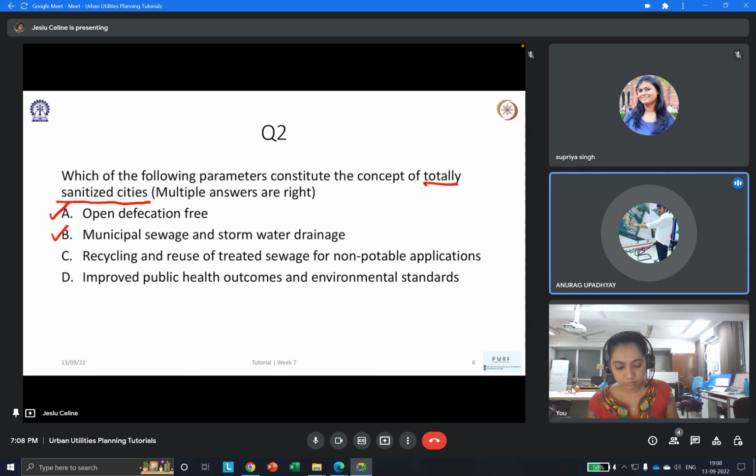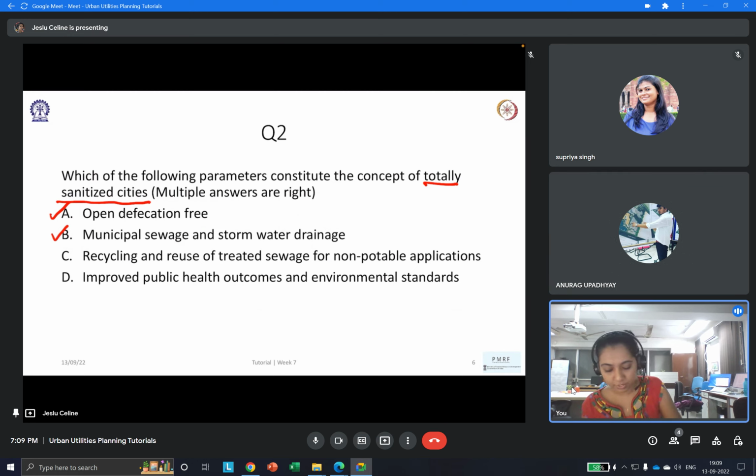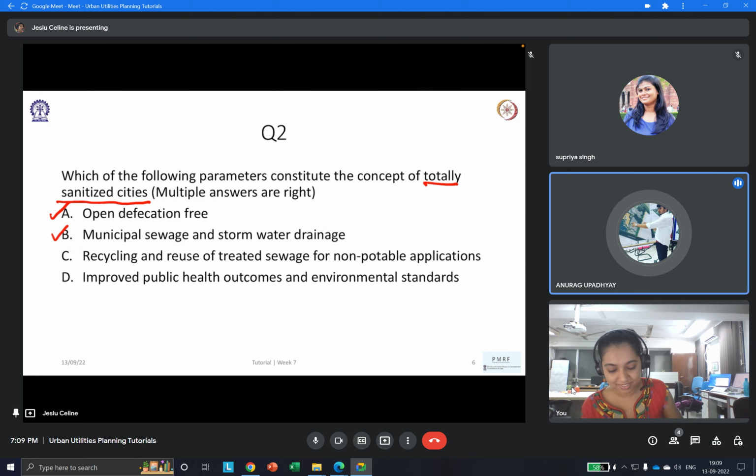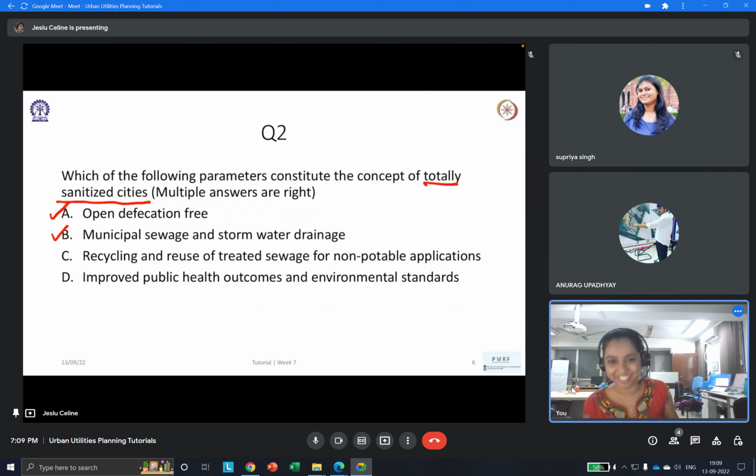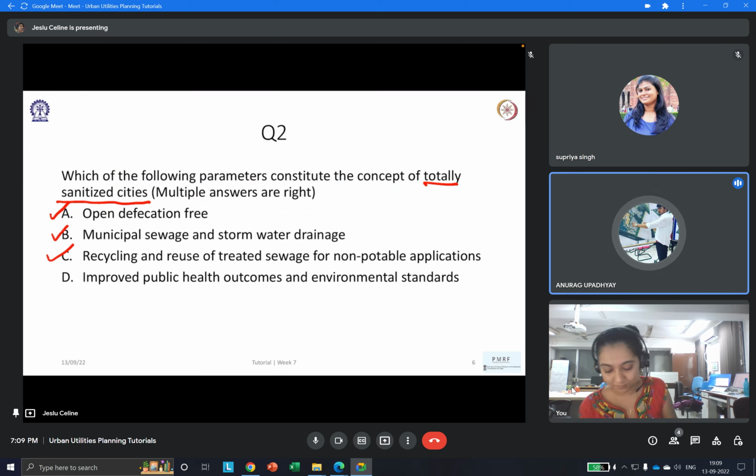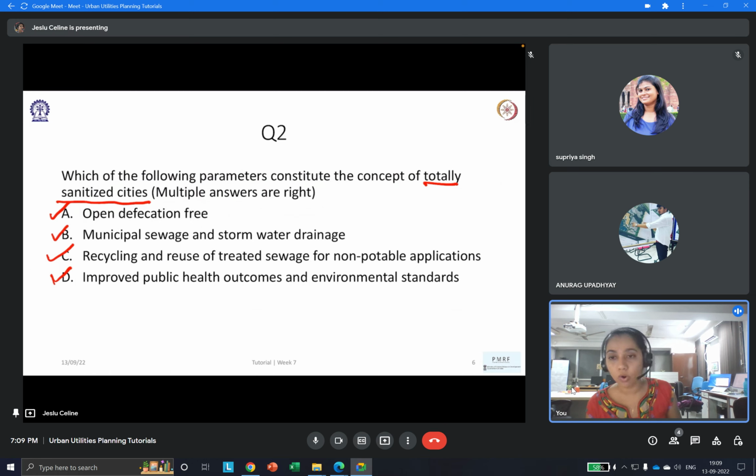Recycling and reuse of treated sewage for non-potable application. Yeah, it can be done. Okay, it can be done or it has to be done? It has to be done. Sorry, I went to the answer by mistake. Yeah, it has to be done. And the last one? Yeah, definitely improve public health outcomes and environmental standards to be met. Yes, exactly. So all the answers are right.